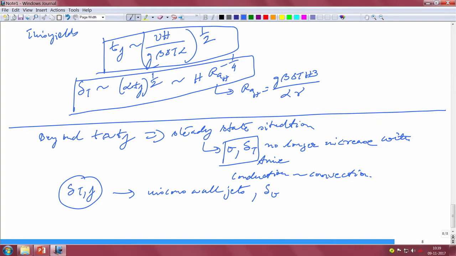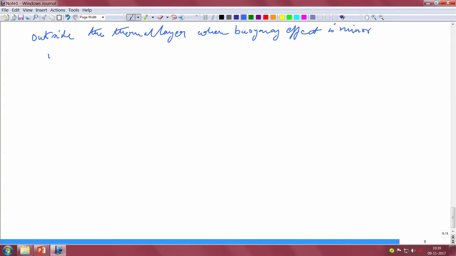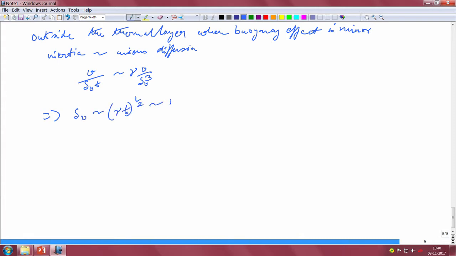Now, outside the thermal layer, where buoyancy effect is kind of minor, if you recall your external natural convection class, we have a balance between inertia and viscous diffusion, or in other words V delta V into T gamma V delta V cube. This actually leads to delta V is gamma T to the power of half, leading to Prandtl number half into delta T. We already know the expression for delta T.